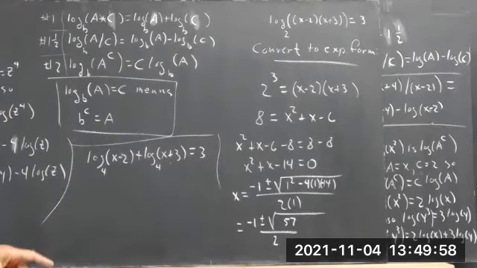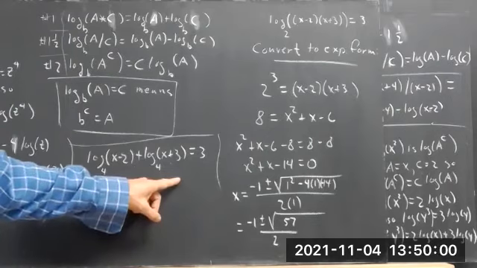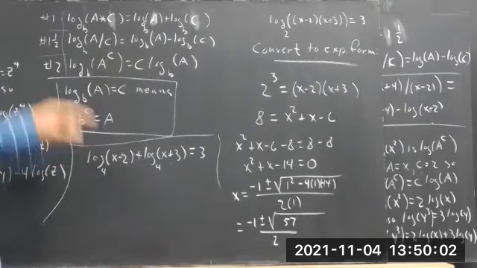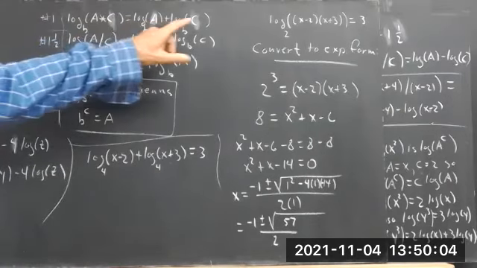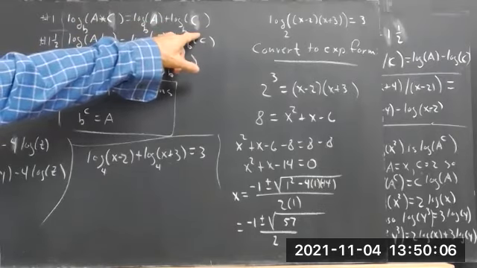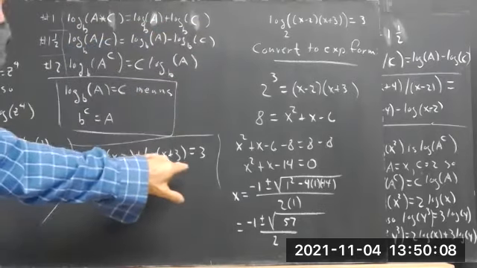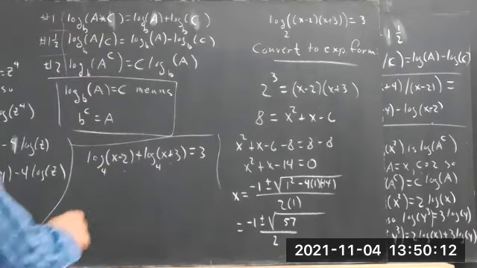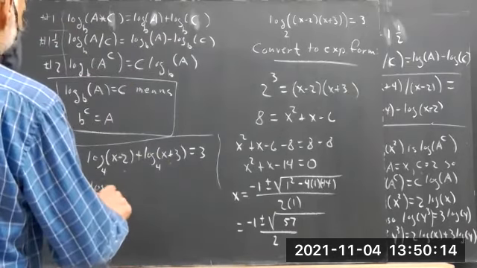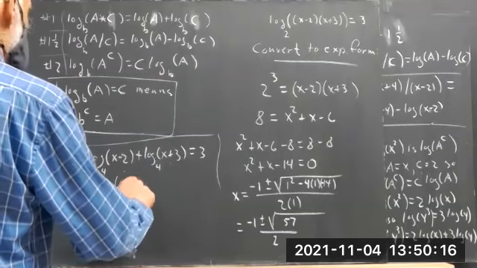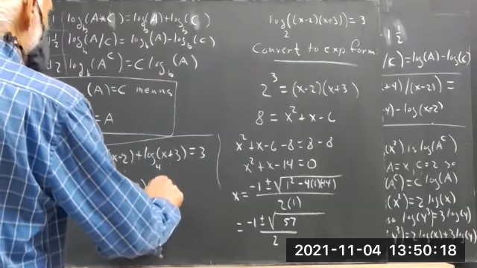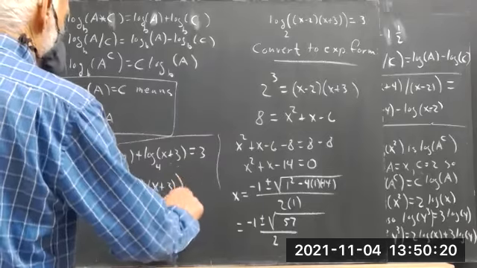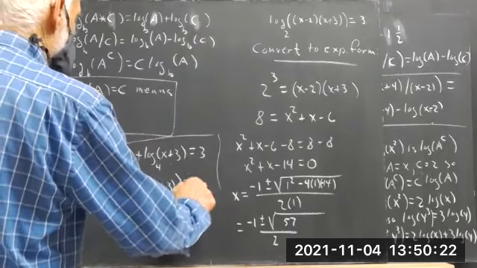Okay. We've got a sum of 2 logs, right? Using this rule here, we've got log of A plus log of C, right? Where A is x minus 2, C is x plus 3. Well, that's a log of A times C. So now we have log base 4 of x minus 2 times x plus 3 equals 3.